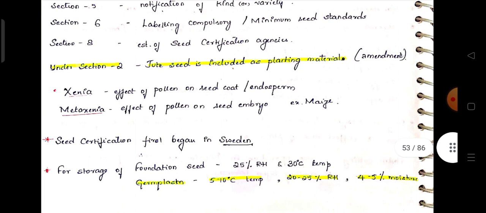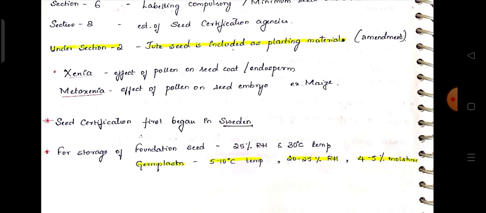Coming to xenia and metaxenia concept. Xenia is effect of pollen on seed coat or endosperm. Metaxenia is effect of pollen on seed embryo, example in case of maize. Seed certification first began in Sweden.